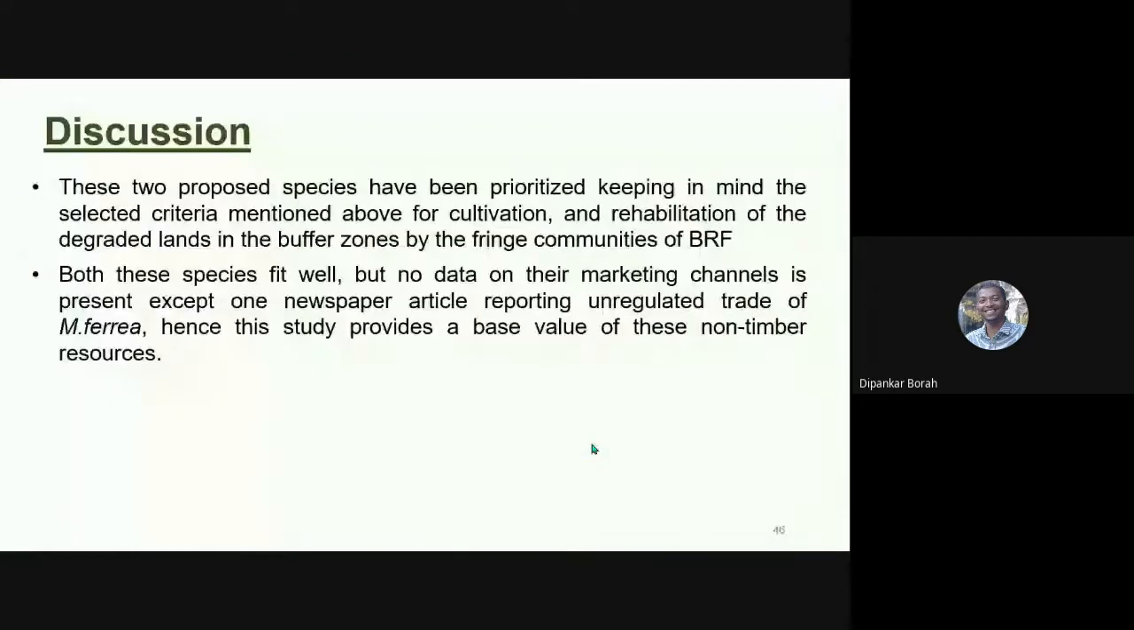These two proposed species have been prioritized, keeping in mind the selected criteria mentioned above, for cultivation and rehabilitation of the degraded areas in the buffer zones. Both these species fit well, but no data on their marketing channel is present, except one newspaper article reporting unregulated trade of Mesosphaerum. Hence, this study provides a base value of these non-timber resources.